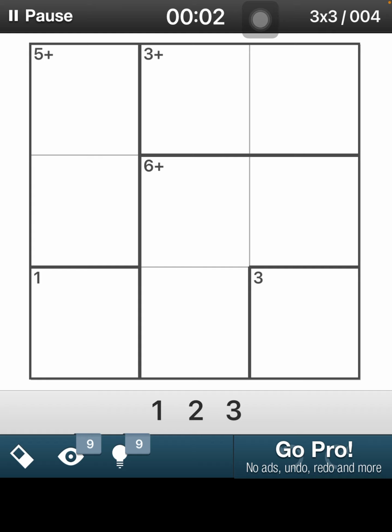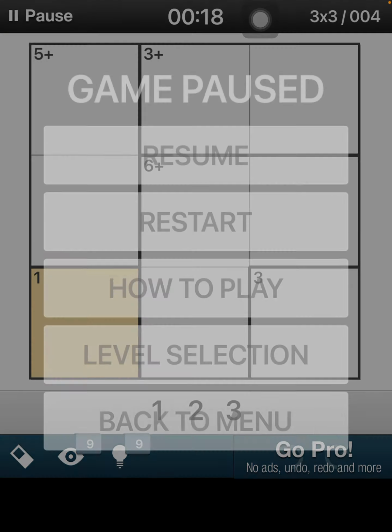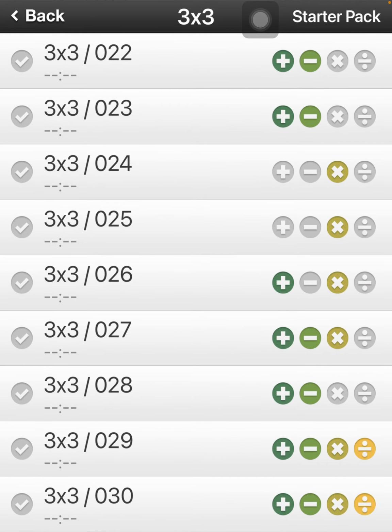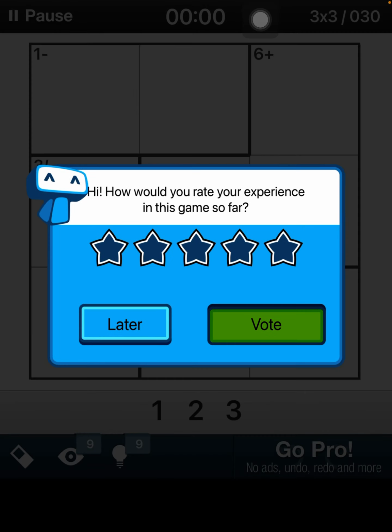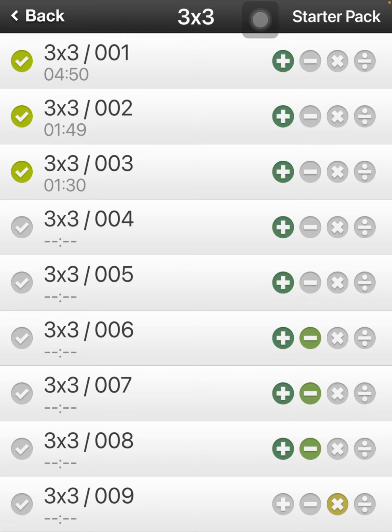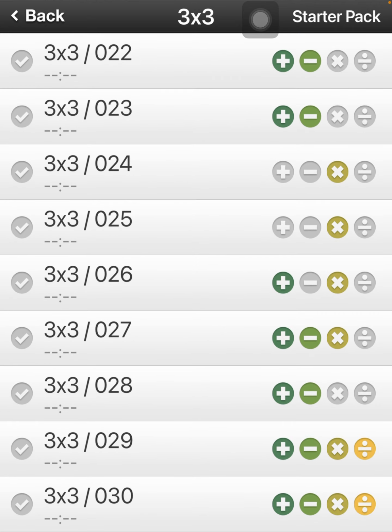I hope you're starting to understand. It's easy at first. And before we start this puzzle, let me show you. There are 30 levels. I did not mean to click on it. And I will be going through all the levels.